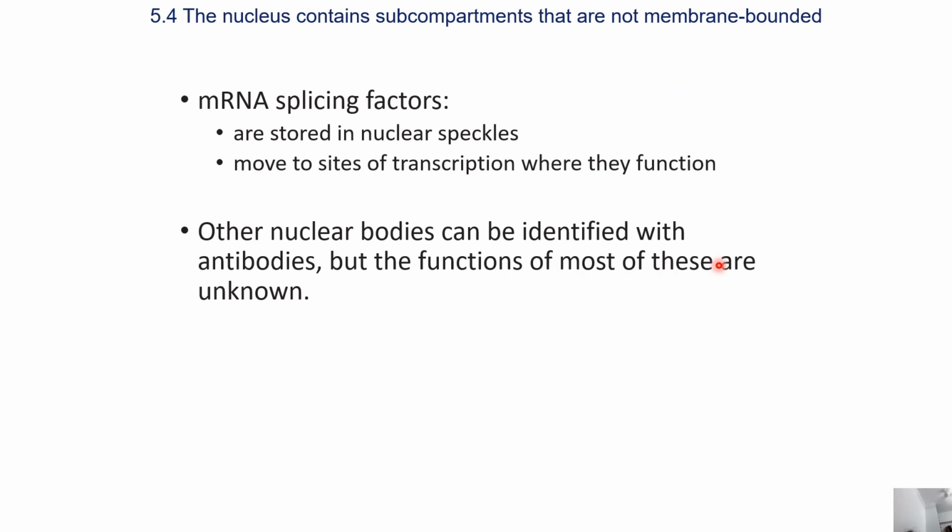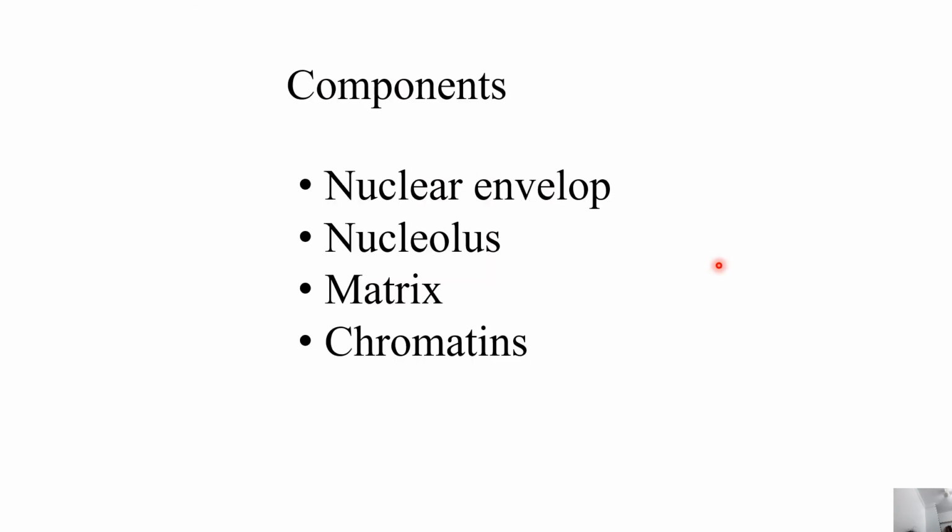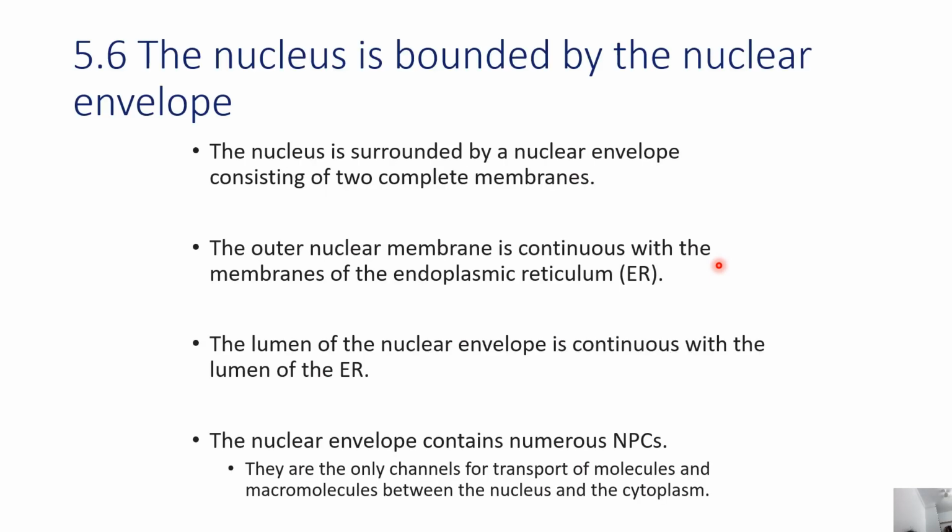Now, what are mRNA splicing factors? These are stored in nuclear speckles. They move to sites of transcription where they function. Other nuclear bodies can be identified with antibodies, but the functions of most of these are unknown. So we have the nuclear envelope, the nucleolus, the matrix, and the chromatin.